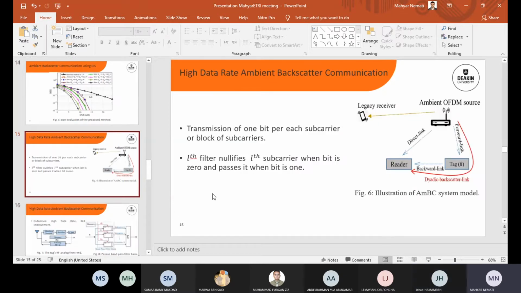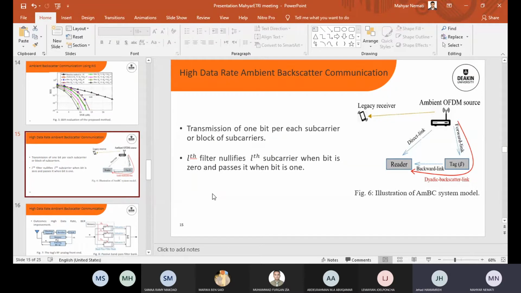So another challenge for the ambient backscatter communication was the spectral inefficiency. To overcome the spectral inefficiency, what I can say at this moment is that definitely we need to have a more advanced structure in the tags, so RFID tags. So the goal here is that assume that the Wi-Fi sends OFDM signals towards the reader.